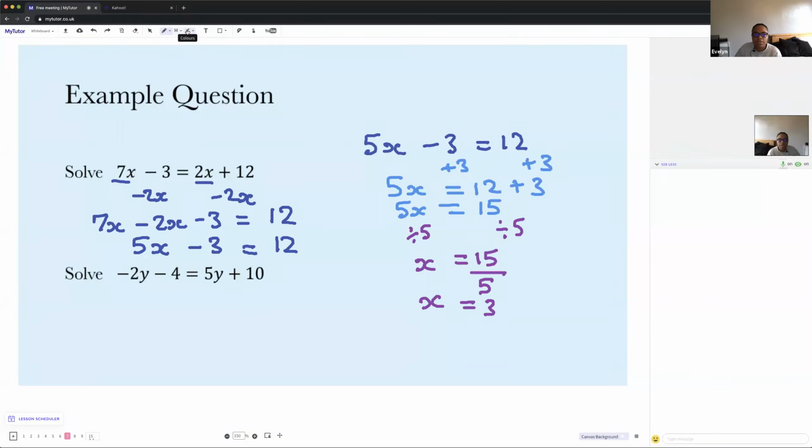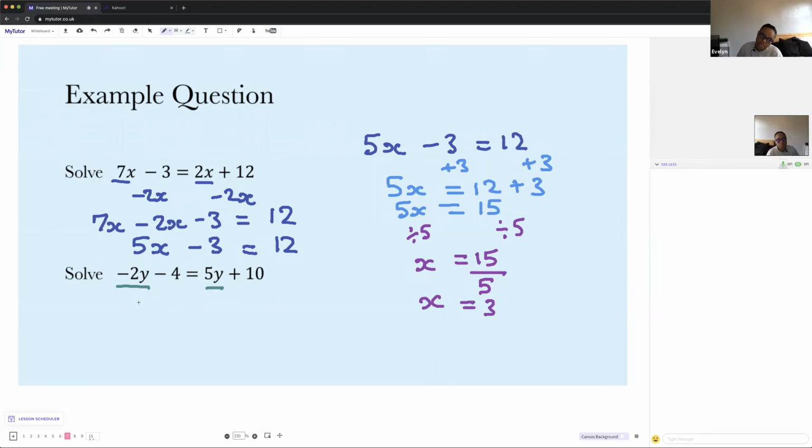Brilliant. Right, let's have a look. Find the smallest y and move it. It will make life a little bit easier. So you have a choice between minus 2y and 5y. The smallest one is minus 2y.